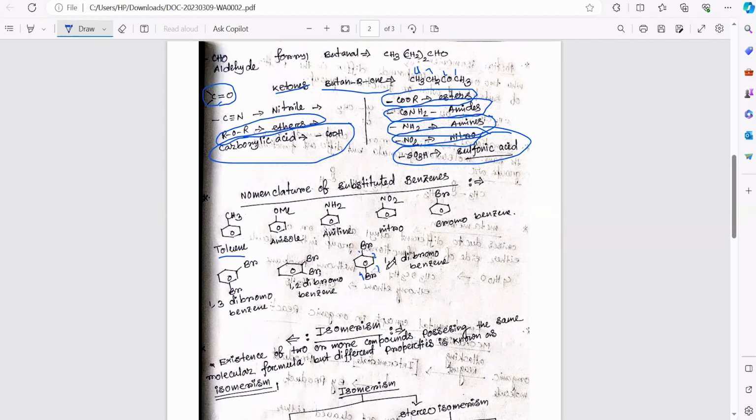So if any benzene molecule contains CH3, that is a toluene molecule. If OMe is present, that is called anisole. If NH2 is present, that is aniline. If NO2 is present, that is nitrobenzene. If bromo is present, that is bromobenzene. If iodo is present in benzene, that is iodobenzene, and we can take iodine in the same way.